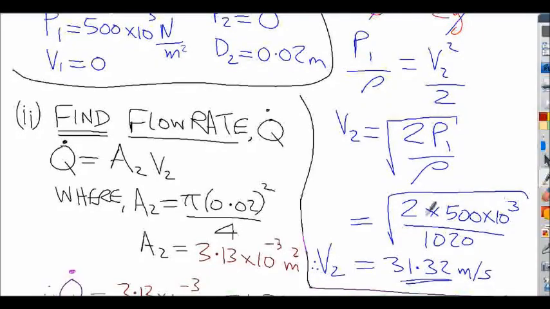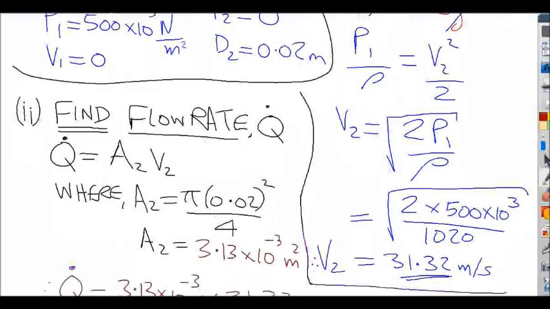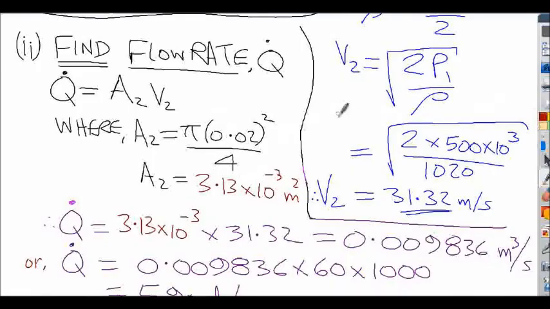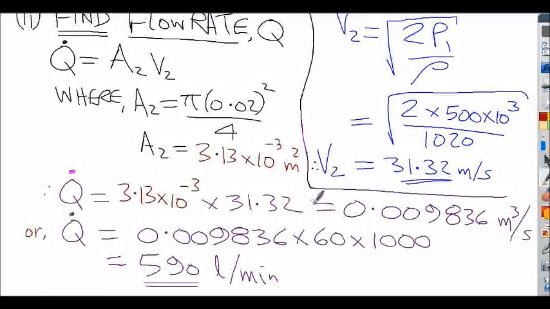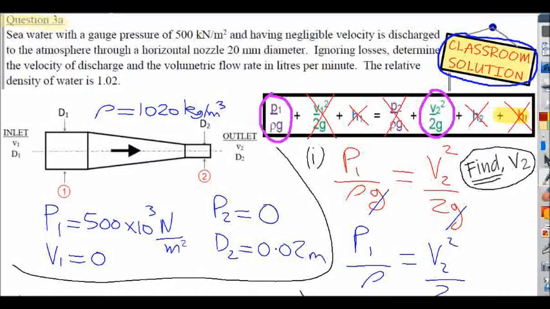But in the figures we find V2 again, 31.32 meters per second. And then to calculate the flow rate, Q dot, we need to calculate the area of the outlet. We're given the diameter of the outlet, and the area at the outlet multiplied by the velocity at the outlet allows us to calculate Q dot, again 590 litres per minute. That's just an alternative solution that was undertaken with the students in the classroom.